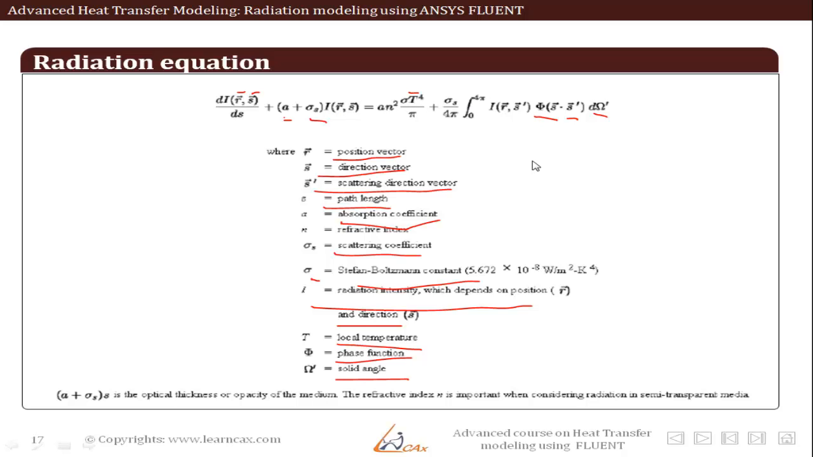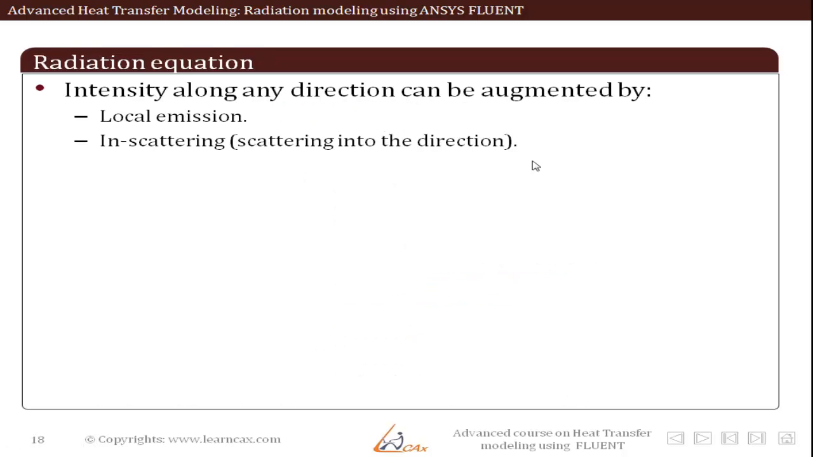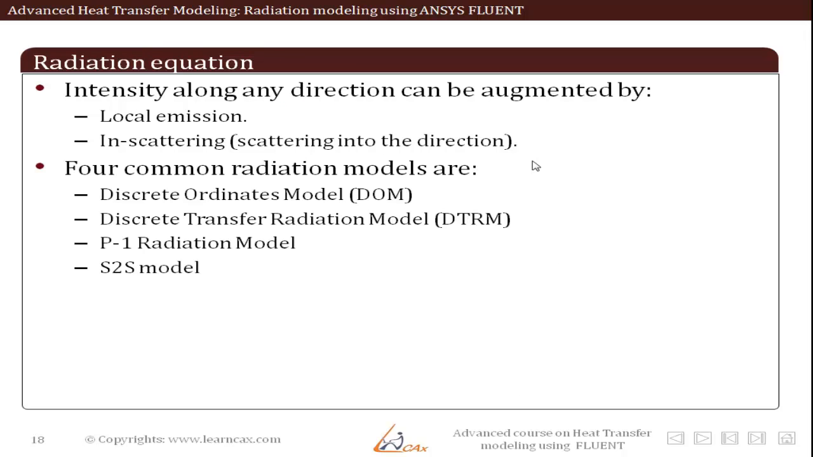So this is the radiative heat transfer equation, which is solved in order to capture radiation phenomena. This is basically a transport equation for radiation intensity. It considers the transport of radiation intensity, the reduction in radiation intensity because of scattering and absorption, and the linking with the energy equation and temperature coming from the boundary as well. Intensity along any direction can be augmented by local emission and in-scattering, that is scattering into the direction. This changes the radiation quantity.